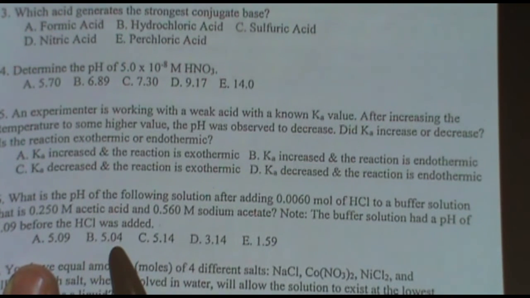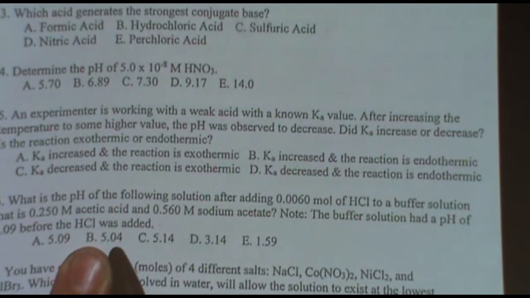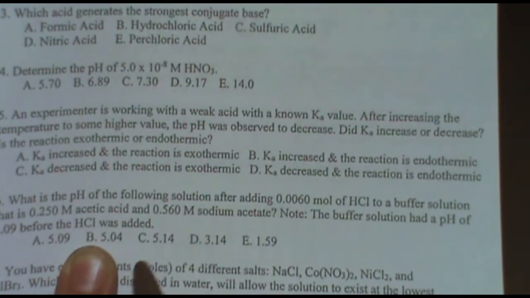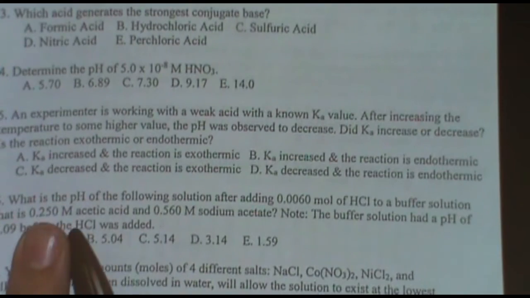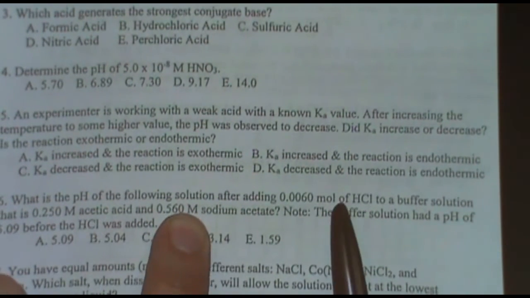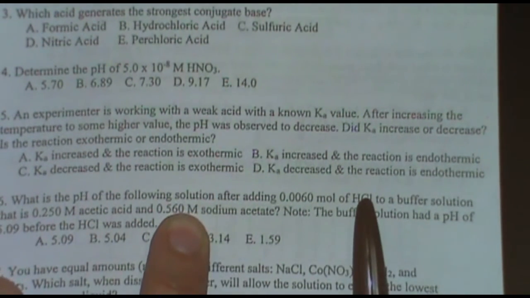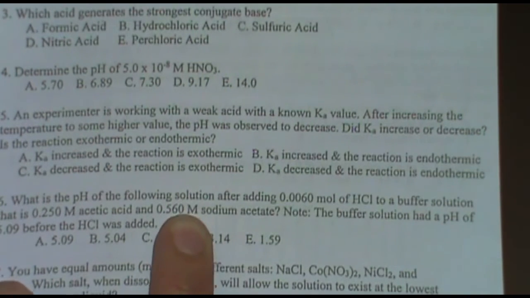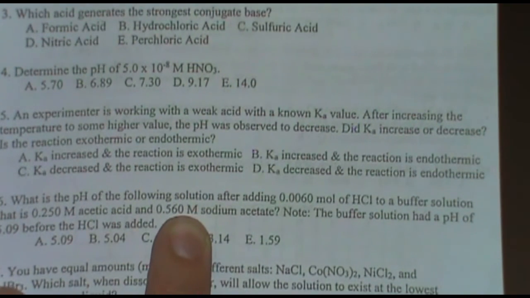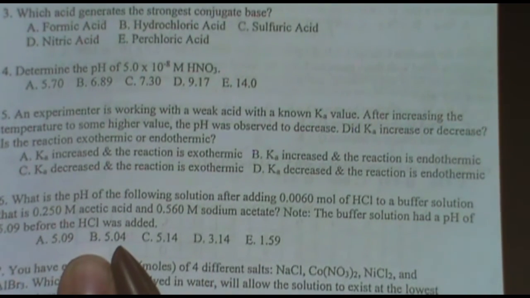I wouldn't do the math, but you totally can. You should get this answer or a number close to it. I don't have time to do it now, but you're going to write the base plus this acid. You're going to do stoichiometry. After the stoichiometry, you're going to put it in the Henderson-Hasselbalch. That's what you would do. But it's a waste of time because it has to be that answer.